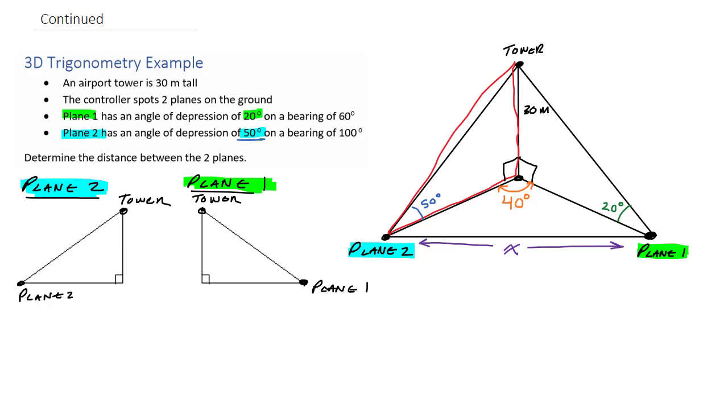Okay, so we've got 2 right-angled triangles here. Sorry, just trying to get rid of stuff. Okay, so what do we know? Well, we know that this is 30 meters tall in both cases, because this is where the tower would be in both of these triangles.